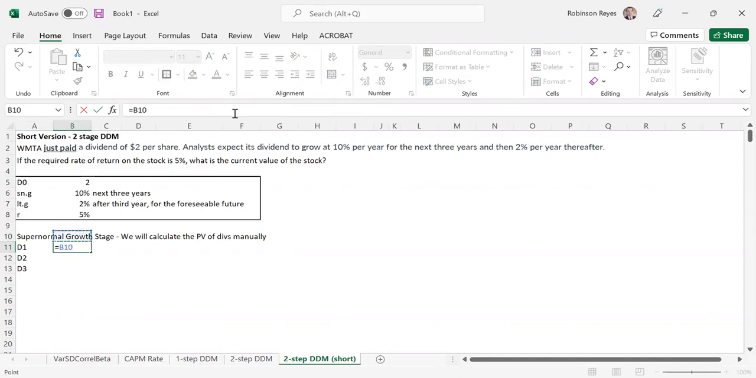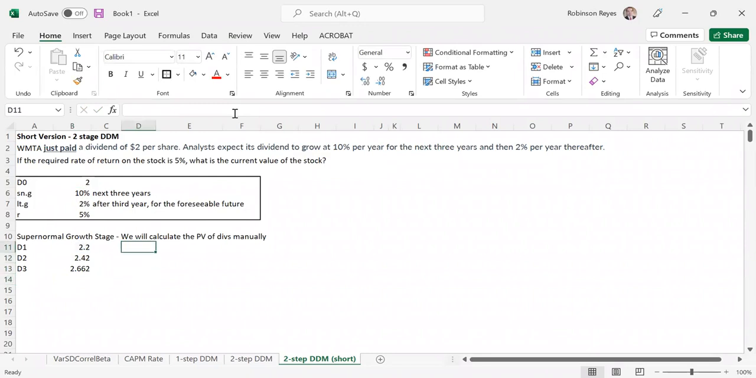Okay, so let's calculate this now. So D1, what is D1? Well, we know that the company paid a dividend of $2, and then we know that these dividends are going to grow at a 10% rate for the next 3 years. So now this is D1. What is D2? Well, it's D1, and we continue to grow at a 10% rate. And what is D3? Well, it's D2, and we continue to grow at a 10% rate. There we go.